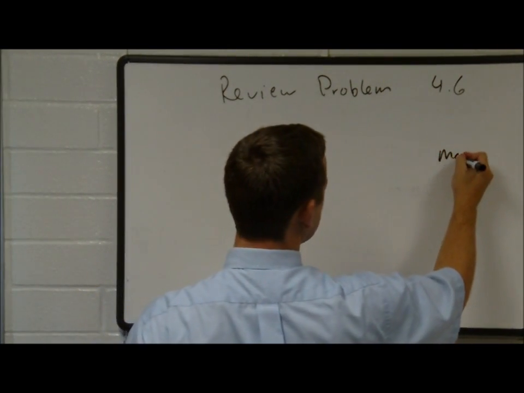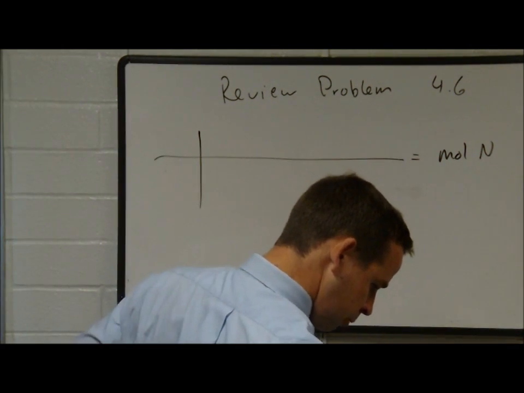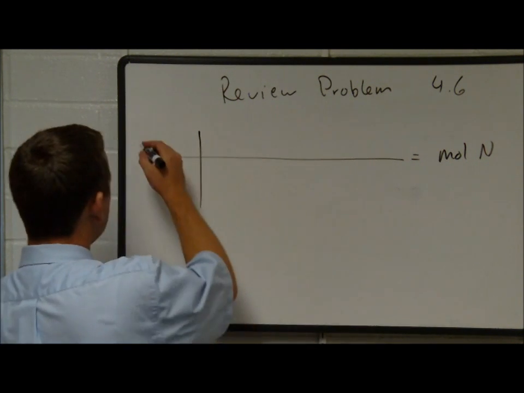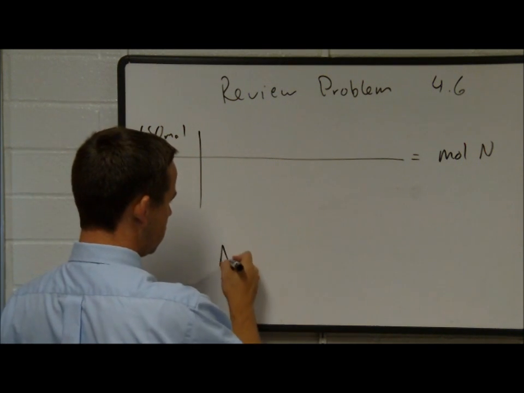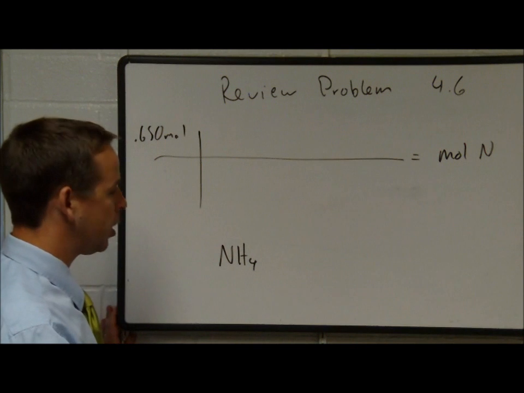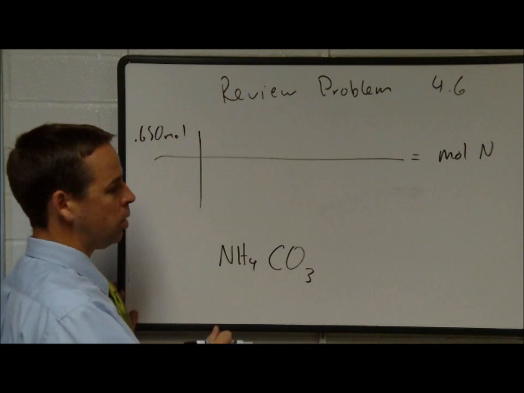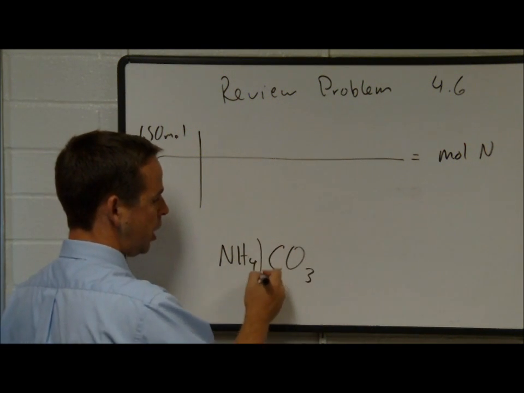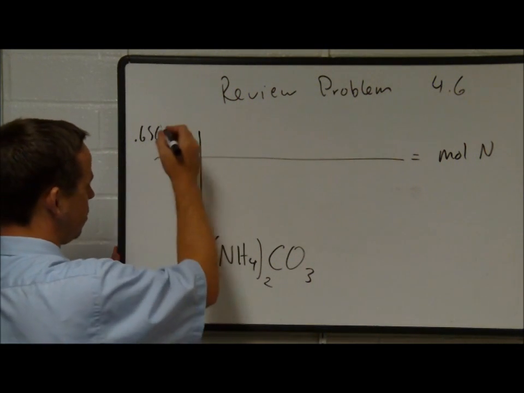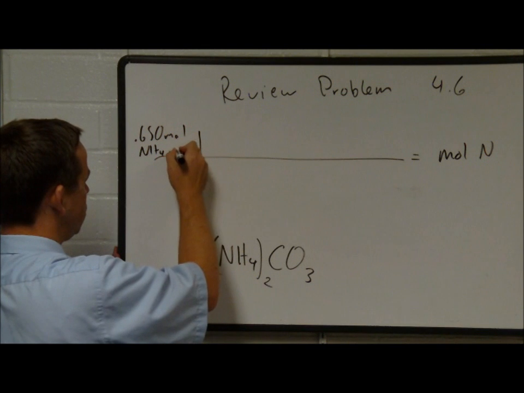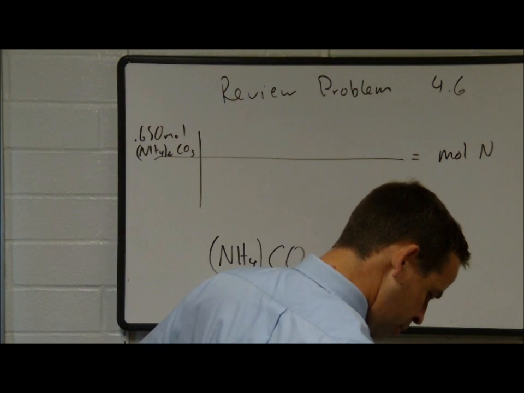We're looking for moles of nitrogen, and we're given 0.650 moles of ammonium carbonate. And we have to know what ammonium carbonate is. So ammonium, NH4 ion, we're becoming more familiar with that one. And carbonate, CO3 ion has a minus 2 charge on it. So we're going to need 2 ammonium ions for every 1 carbonate ion. So this is how many moles of ammonium carbonate we have: (NH4)2CO3.